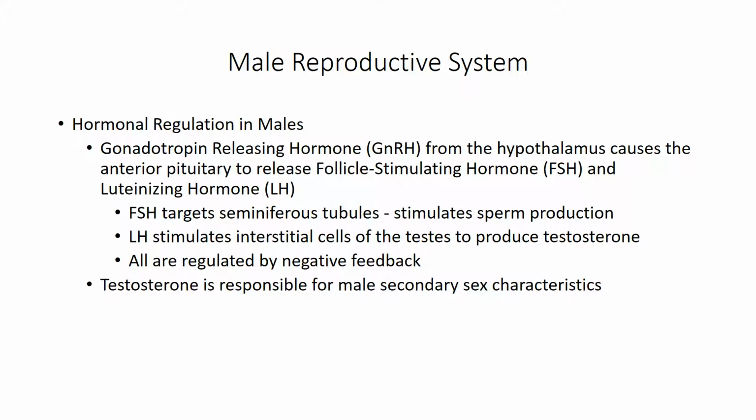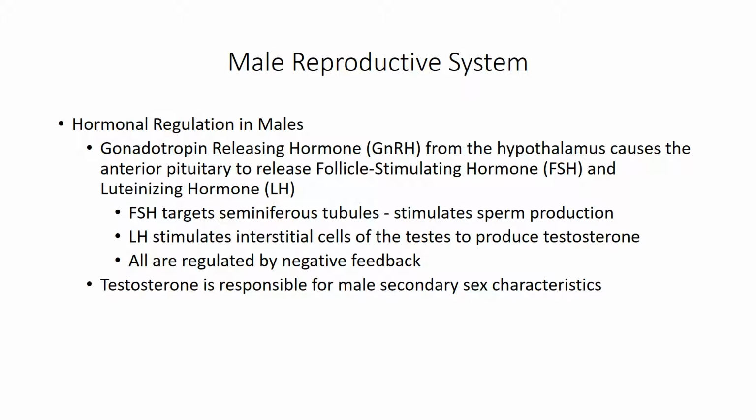Now, hormone regulation in males, you have GnRH, which is gonadotropin releasing hormone. That's released from your hypothalamus in your brain, and that causes the anterior pituitary gland to release FSH, follicle stimulating hormone, and LH, which is luteinizing hormone.